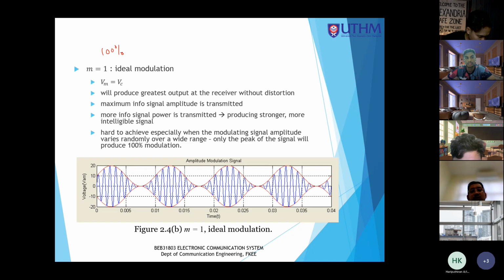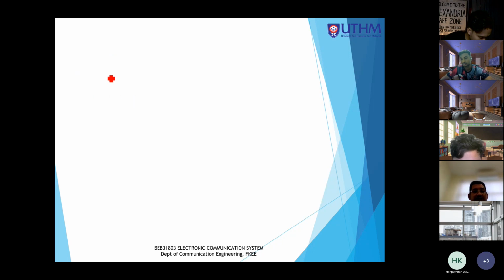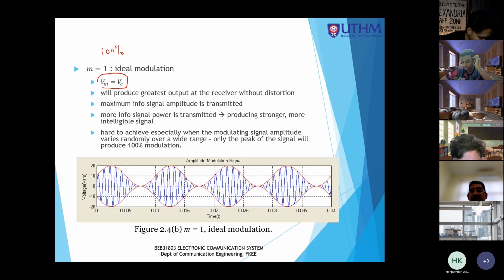Okay, kalau dia sama dengan 1, darabkan dengan 100%, so jadi 100% lah. So that means VM is equal to VC. Okay, this will produce the greatest output power at the receiver without distortion. Maximum info signal amplitude is transmitted. More info signal power is transmitted, producing stronger, more intelligible signal. Is hardly to achieve, especially when the modulating signal amplitude varies randomly over a wide range of peak of the signal produce 100% modulation.